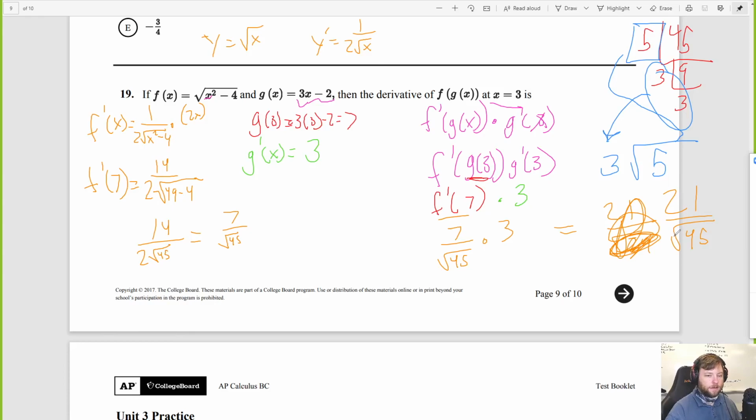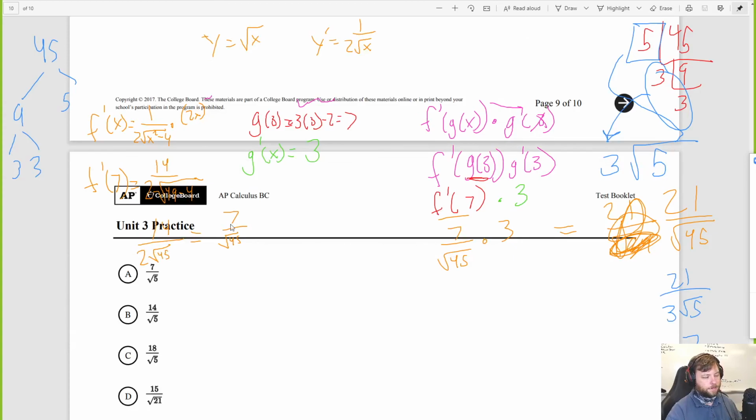Have you ever done it that way? Most of you might do this. You go, oh, that goes to 9 times 5. Something like that. That's the way they teach. I like mine. So this is the same thing as 21 over 3 times square root of 5, which cancels out to 7 over square root of 5. A. Boom.